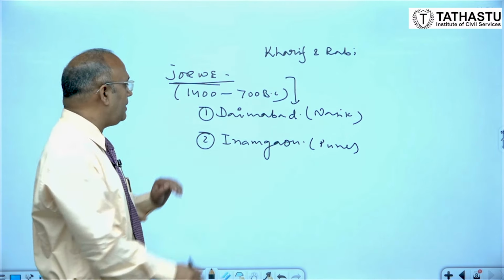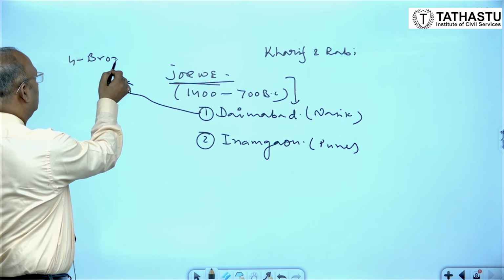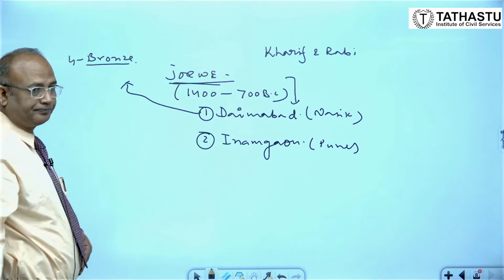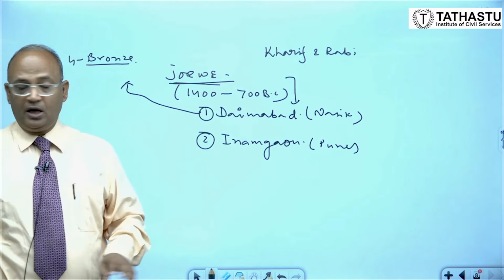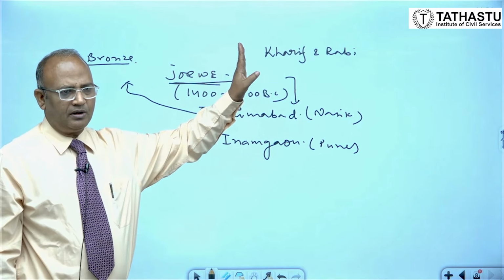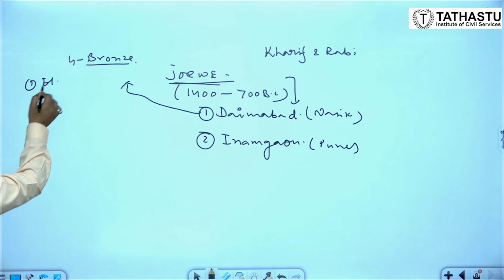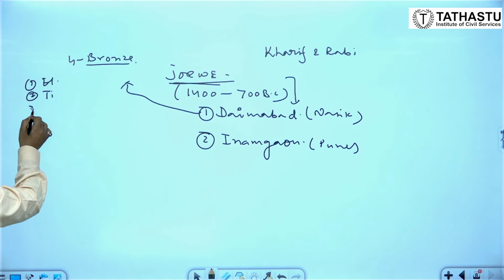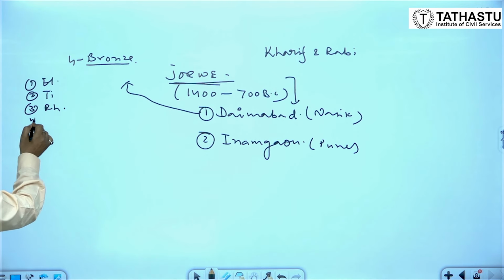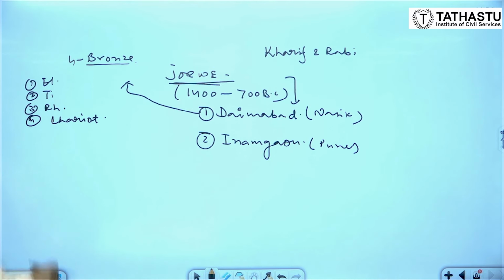Okay, from Daimabad, we have got four bronze objects. These two sites are very, very important. UPSC has many times asked about Daimabad. Number one, we have got four bronze objects: elephant, tiger, rhino, and the fourth is a chariot. Four bronze objects from Daimabad.